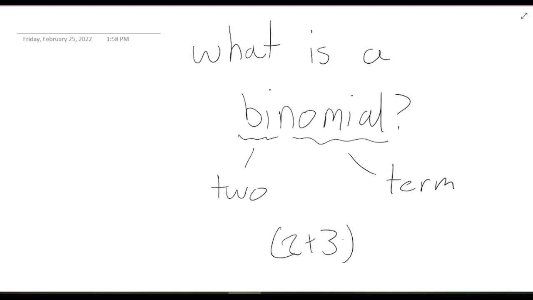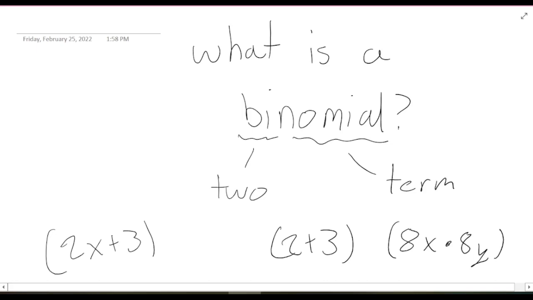two terms. We have 2 and 3. If we had something like 2x plus 3, this is also a binomial. So our first term is 2x and our second term is 3. But if we have something like, let's say 8x times 8y, this is simply one term because it's being separated by a multiplication symbol. So in fact this, right, so let me circle this.